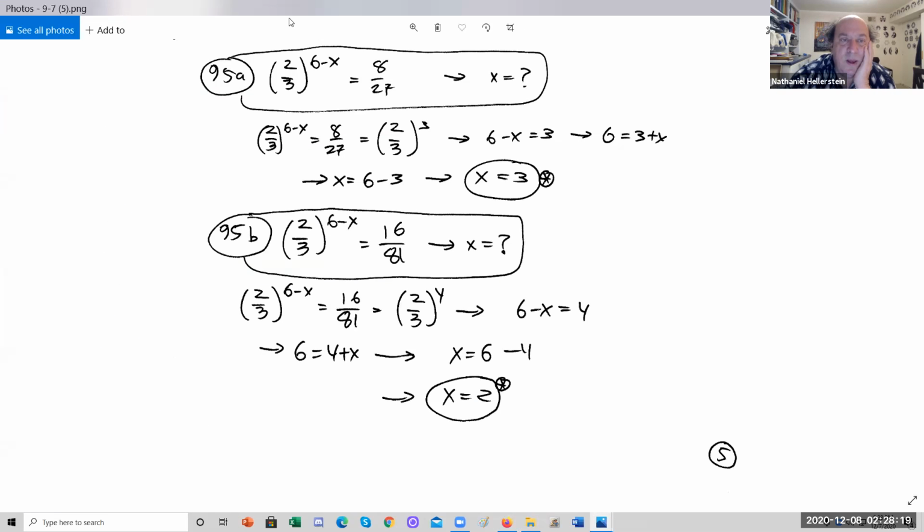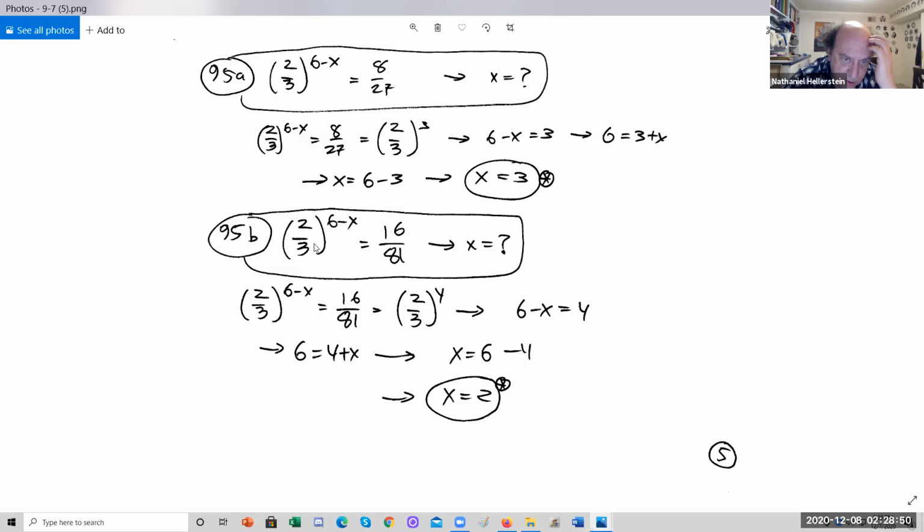Here we have (2/3) to the 6 minus x equals 8/27. For what x? Well, in a sense, we luck out because 8/27 is a power of 2/3, which is the third power. So (2/3) to the 6 minus x equals (2/3) to the 3. We cancel out the bases and get 6 minus x equals 3. So 6 equals 3 plus x. So x is 6 minus 3, and x equals 3, and we're done.